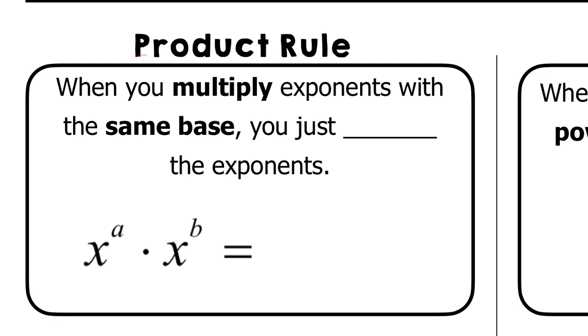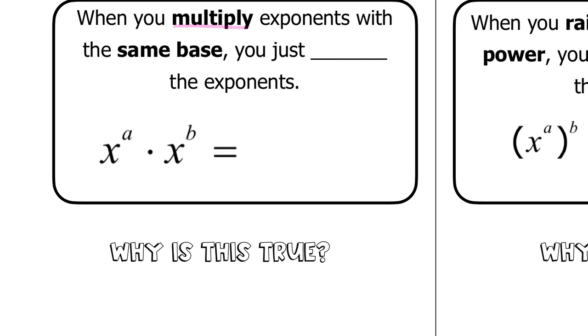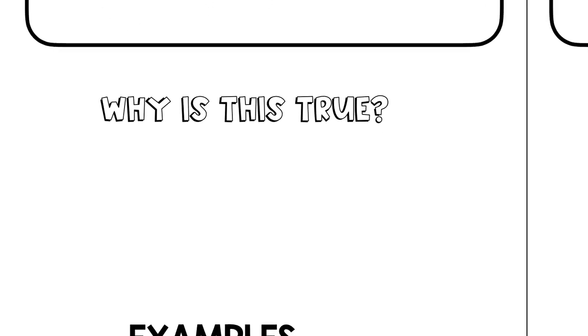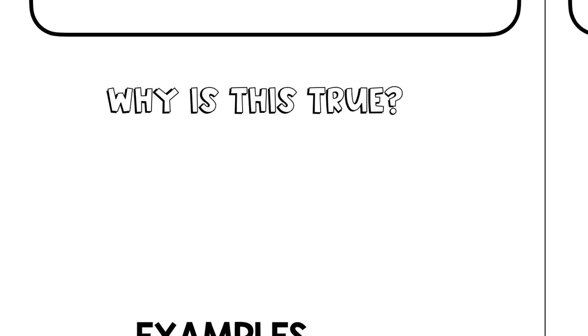So the word product means multiplication in math. So this is going to involve multiplying exponents together. So something like this down here, x to the a times x to the b, and we're going to learn what happens with these exponents. So before I tell you what the rule is, I'm actually just going to show you in this little space here how this works. So let's take, for example, x to the third power, and we're going to multiply that by x to the second power.